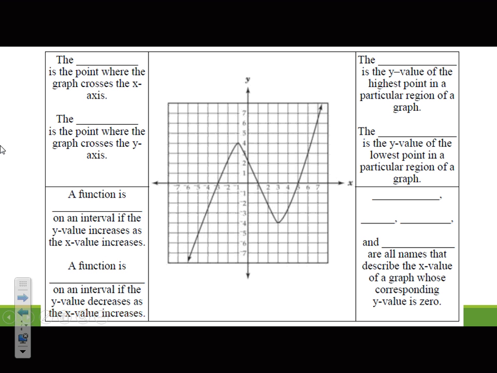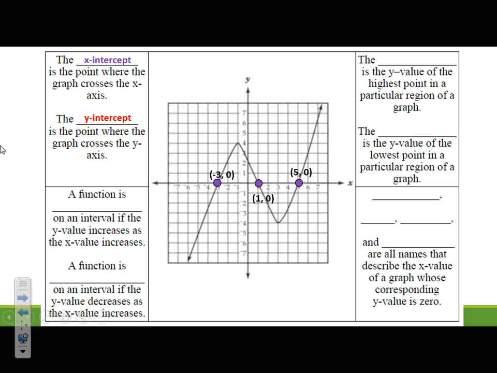First thing that we're going to talk about is the x-intercepts. The x-intercept is a point where the graph crosses the x-axis. So make sure you fill in these blanks and you fill in the graph. So we have three x-intercepts. One is at -3, 0. The next one is at 1, 0. And finally, we have one at 5, 0.